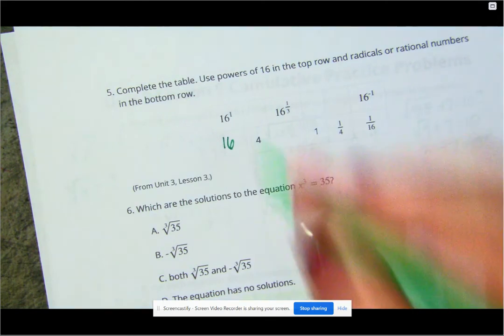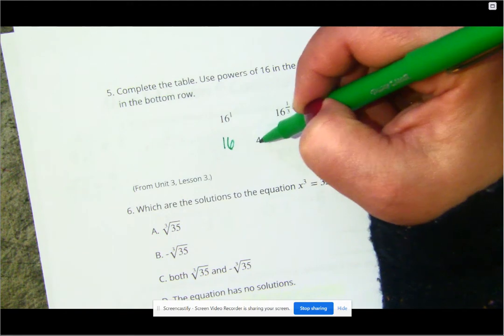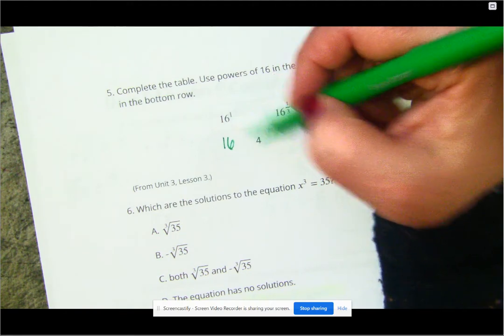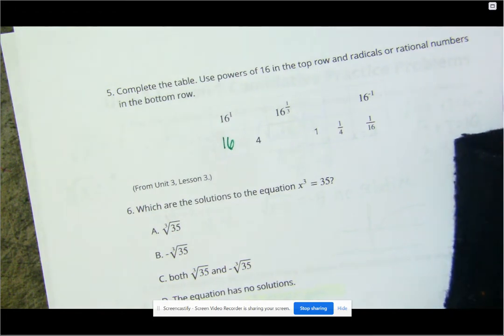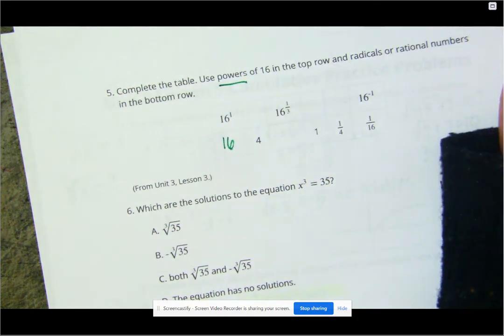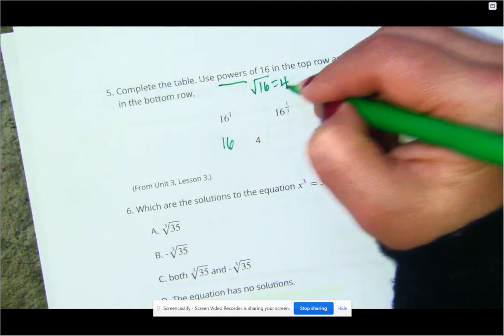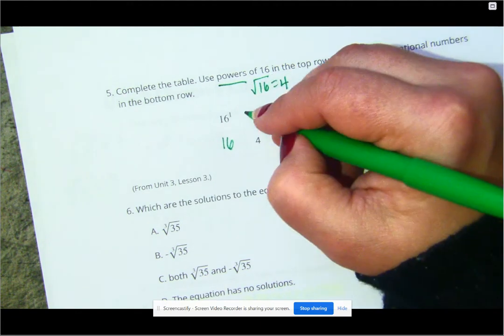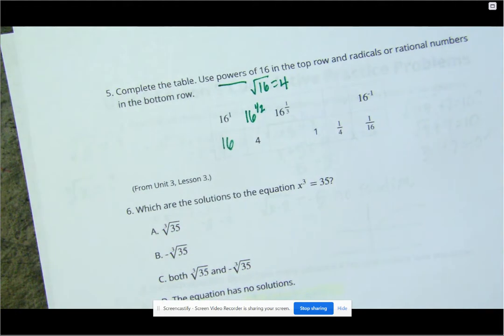How can I get 4, right? How do 16 and 4, how are they related? 4 is the square root of 16. How do you write that? They want me to use powers. They won't want me to use radicals in the top. So, you know, the square root of 16 is 4. Remember, how do you write the square root using powers? 16 to the 1/2. Okay, which is the square root of 16, which is 4.